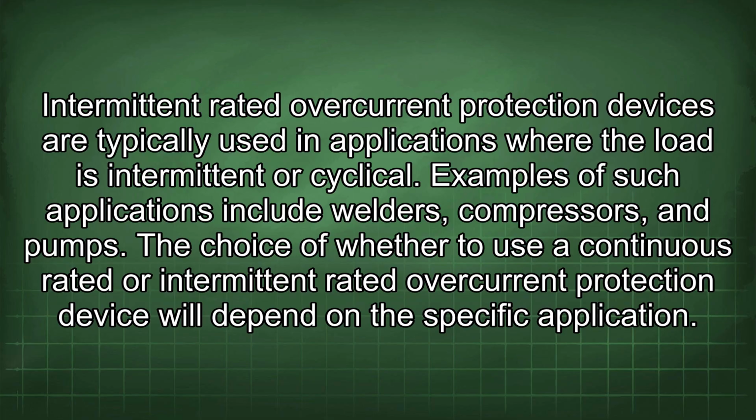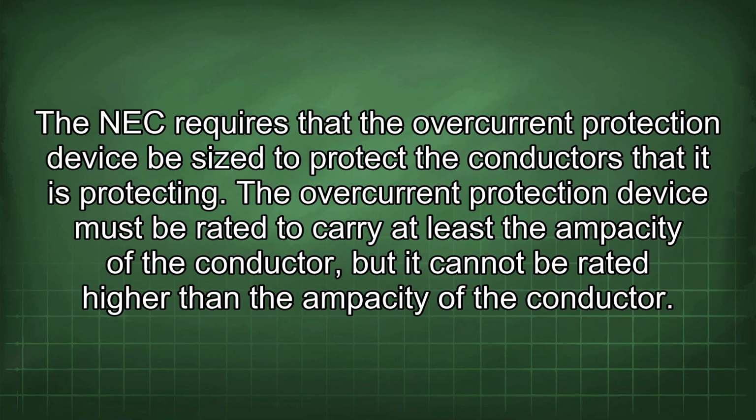Intermittent rated overcurrent protection devices are typically used in applications where the load is intermittent or cyclical. Examples of such applications include welders, compressors, and pumps. The choice of whether to use a continuous rated or intermittent rated overcurrent protection device will depend on the specific application. The NEC requires that the overcurrent protection device be sized to protect the conductors that it is protecting.